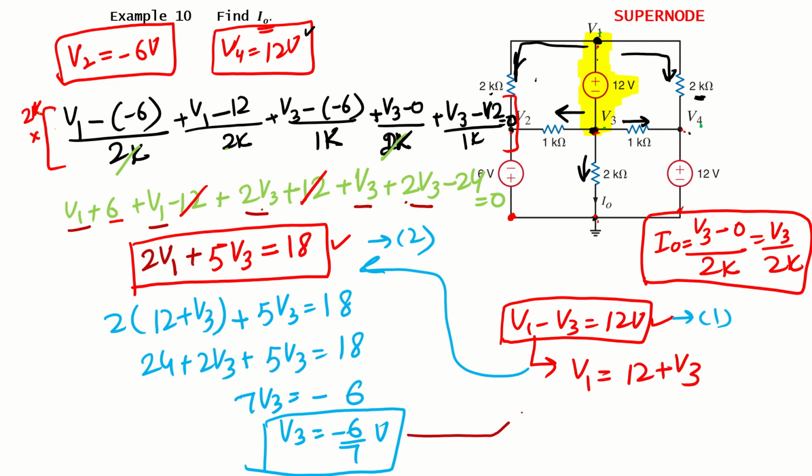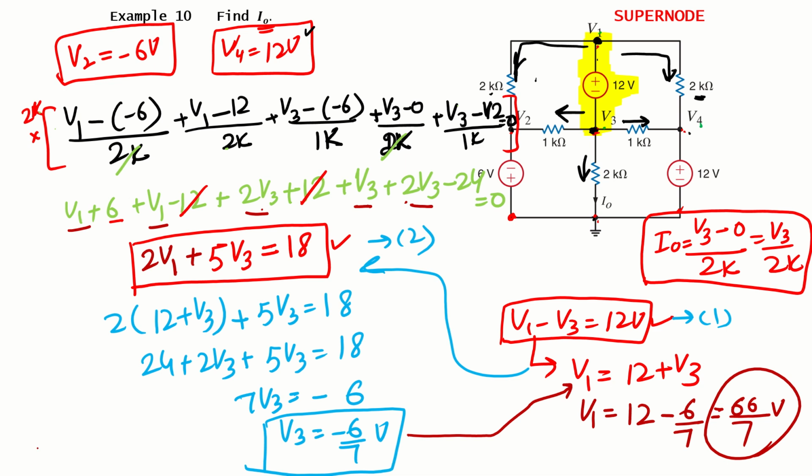But just for the case of calculation, V1 will be 12 minus 6 over 7, right? So what will that be? 72 minus 6, 66 over 7 volt.